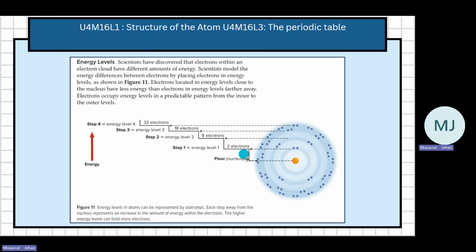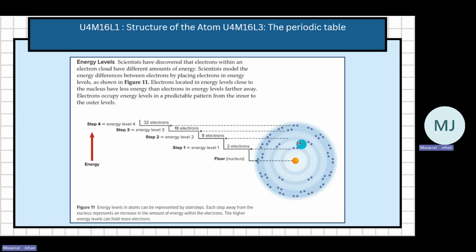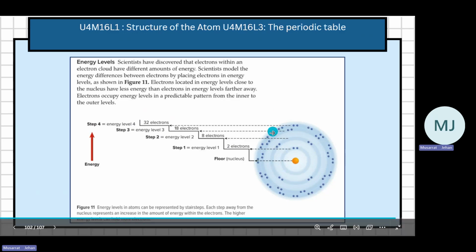Then you have to remember that electrons move in energy levels, and there is a fixed number of electrons which can move in these energy levels. Like in the first energy level, only 2 electrons maximum. Second, 8. In third, 18. In fourth, 32. So that way they keep on increasing. And as you move from the nucleus outwards, the energy also increases. So the one in the first orbit has the lowest energy, and the outermost has the most energy.